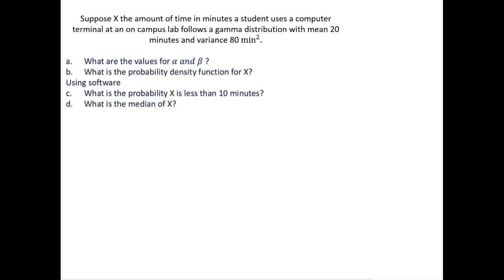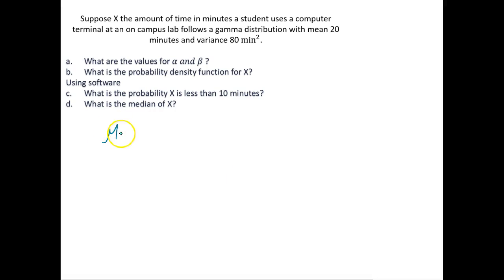Suppose X, the amount of time in minutes a student uses a computer terminal at an on-campus lab, follows a gamma distribution with a mean of 20 minutes and a variance of 80 minutes squared. All right, so what are the values then for alpha and beta?